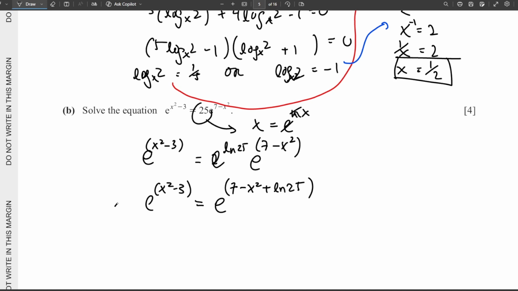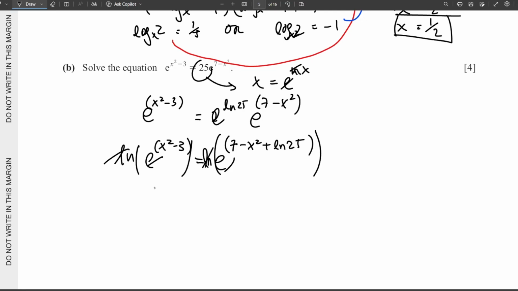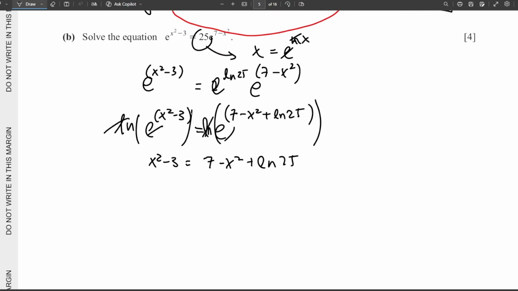So now on both sides, it's just the power of e. Okay, e power something. I take the natural log on both sides. Natural log on the right hand side also. So it will cancel out, and I'm left with just the exponents, which I can equate to each other. This is just me rewriting the exponent, right? And now we can rearrange: 2x squared equals 10 plus natural log of 25. So x squared equals 5 plus half of ln 25.